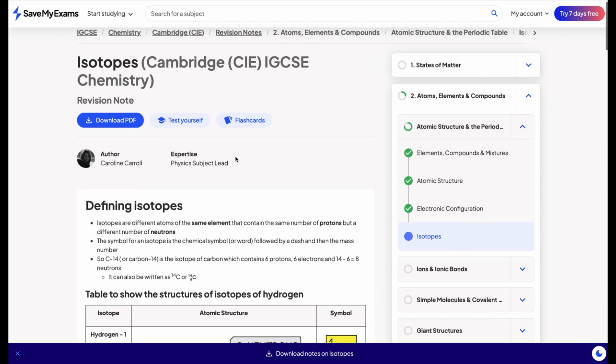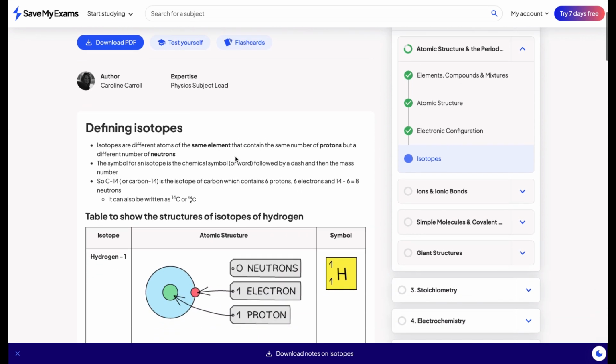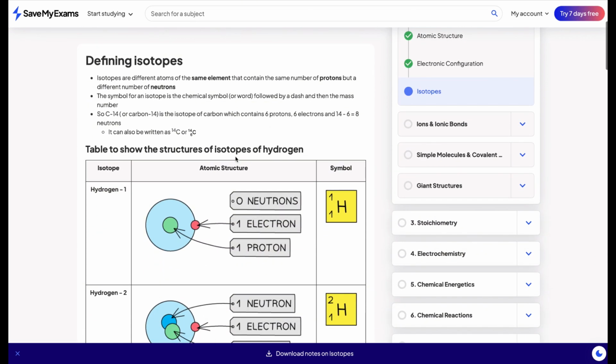Okay, I think we're in the last part of this chapter, the isotope. Let's move quickly. What is an isotope? An isotope of an element is the same element, but it has different mass numbers. It has the same number of protons but a different mass number.